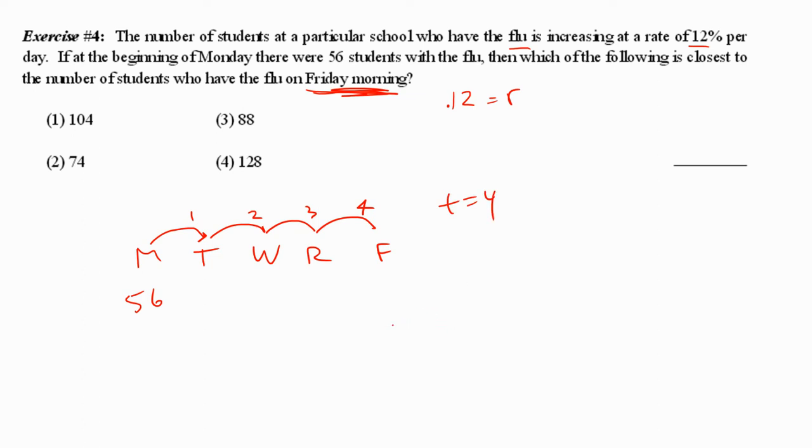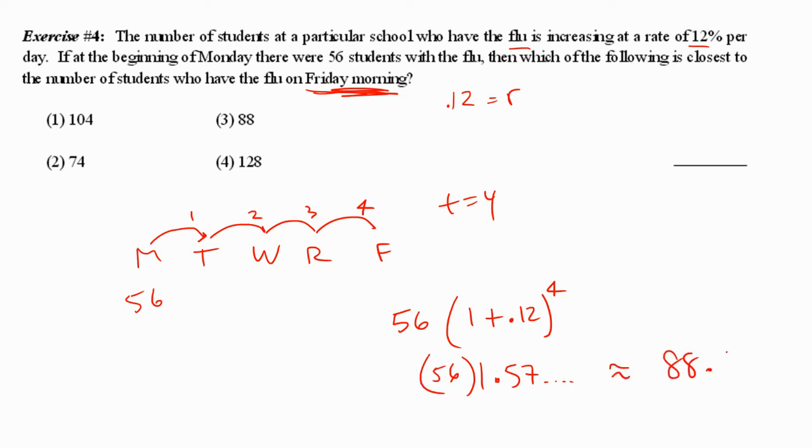So then we plug into our formula 56 initially, 1 plus 0.12 to the 4th power. Okay, 1.12 to the fourth power is 1.57, and then we multiply that by 56, and we get about 88.117. So this is closest to 88.